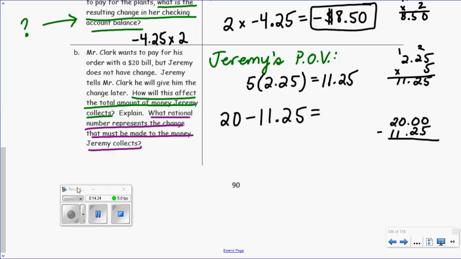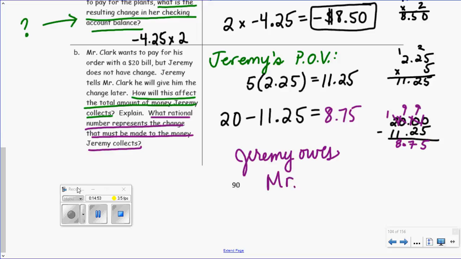Okay, I can't do 0 minus anything, so I have to go all the way over here, borrow from the 2, make that 1, make this one 9, 10, make it 9, and then I can do 10 minus 5, 9 minus 2. So even though that was a lot of work, now it makes the rest of this easier. Okay, so it's $8.75. Here's the problem, though. It's Jeremy's point of view. So Jeremy owes Mr. Clark $8.75. So this is how we can write our final answer.